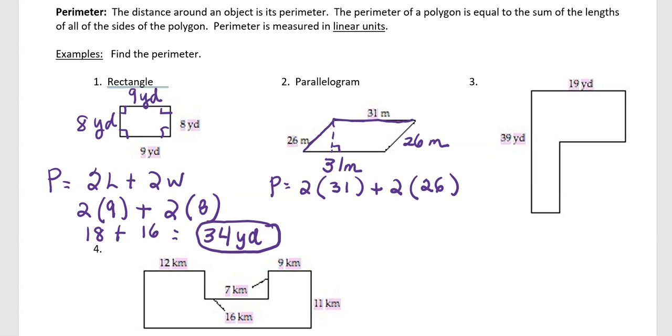And then after I do that, I can determine that the perimeter is 114 meters when complete. Okay. You could, of course, also add up 31 plus 26 plus 31 plus 26. The important thing is to understand that the perimeter of a polygon is equal to the sum of the lengths of its sides. Now, number 3 and number 4 are a little bit different.